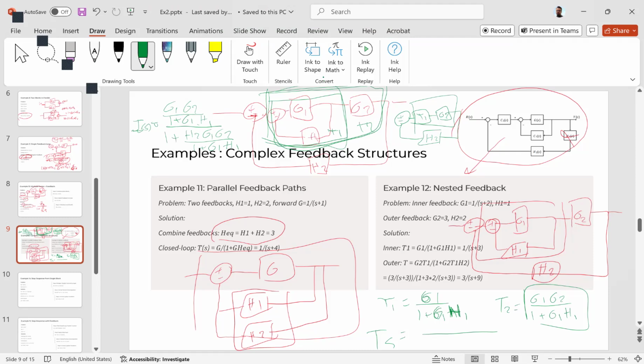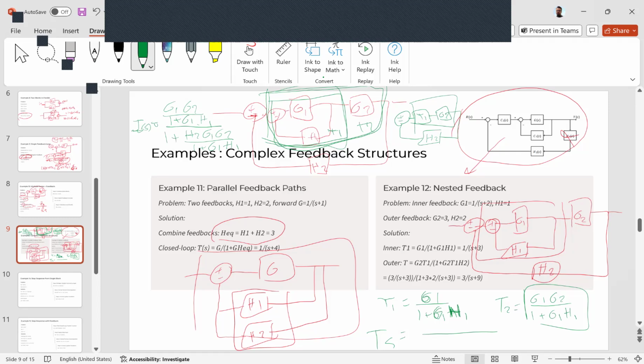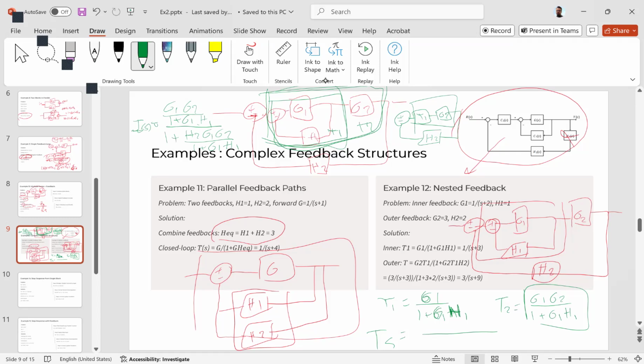This is H. Forward path, feedback, forward path. The denominator is 1 plus forward times feedback. Are we good? Any question? No?